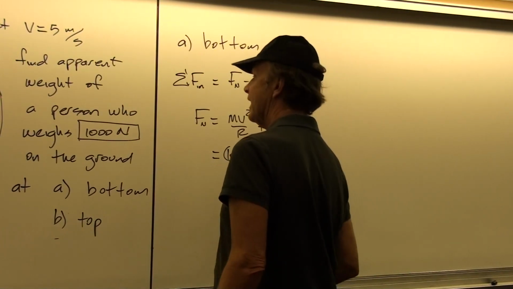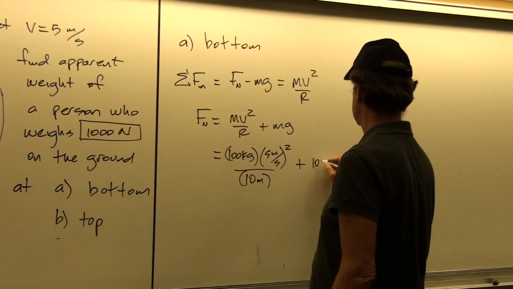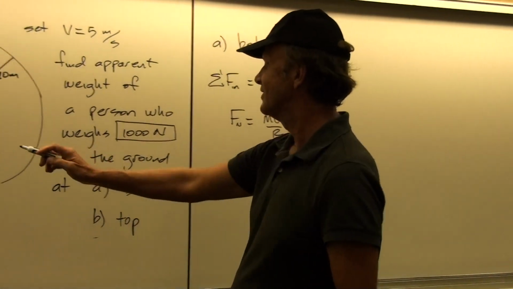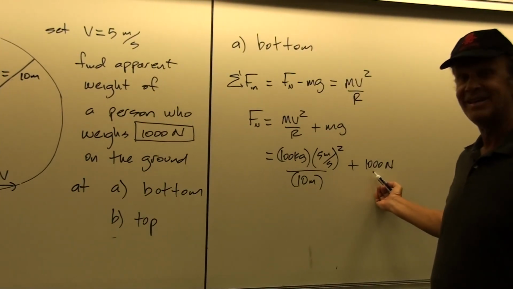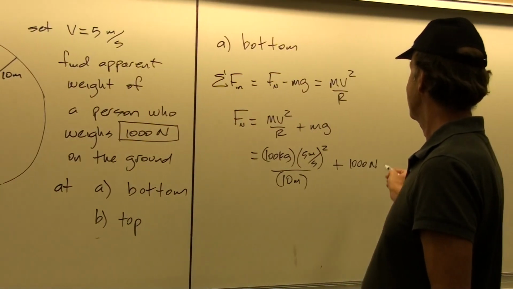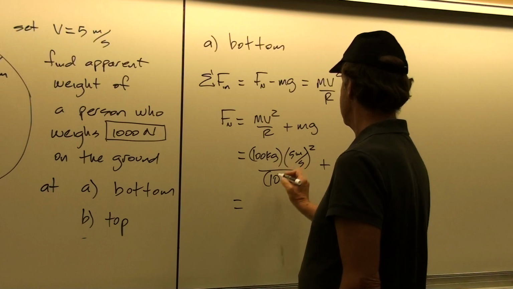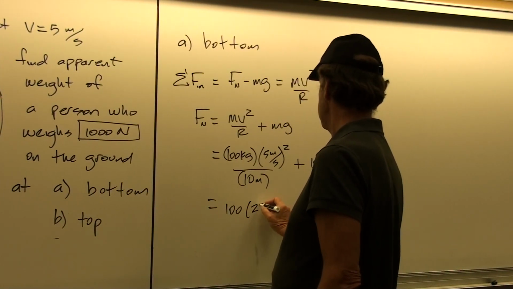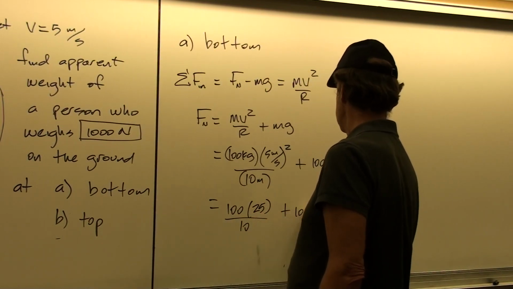And then we'll add to that mg, but mg is just the true weight, which is 1,000 newtons. Or we could take m, which is 100, and multiply by g, which is 10. That's what we did to get the m in the first place. So there's no need to go back and forth with that, as long as we understand that this is the true weight. Okay, and so here then, this is going to be 100 times 25 divided by 10 plus 1,000.